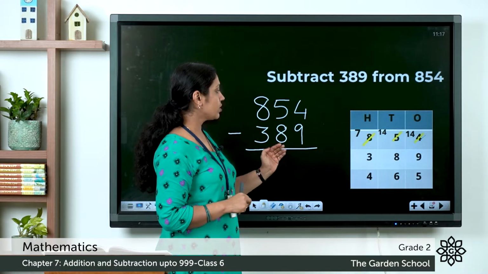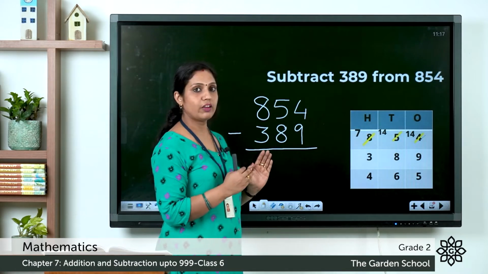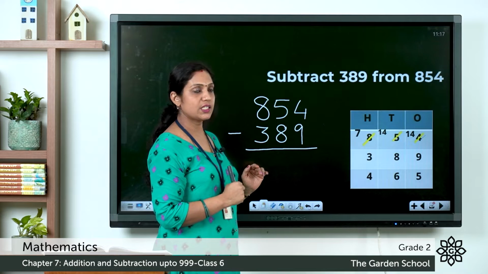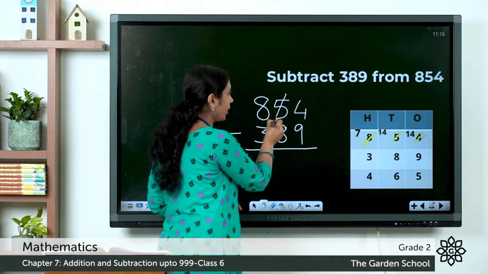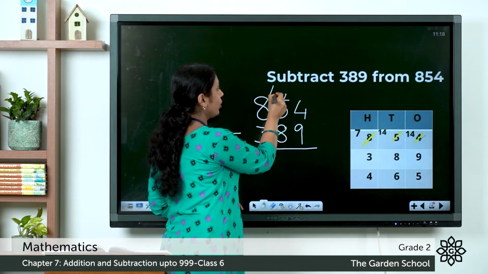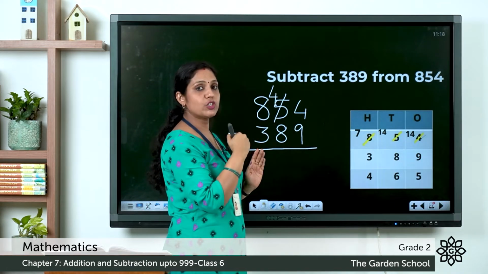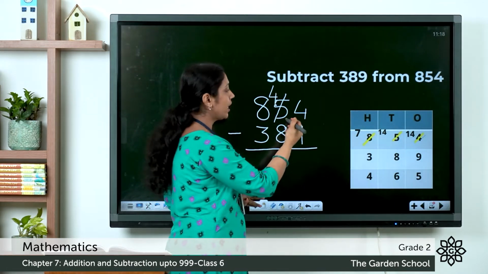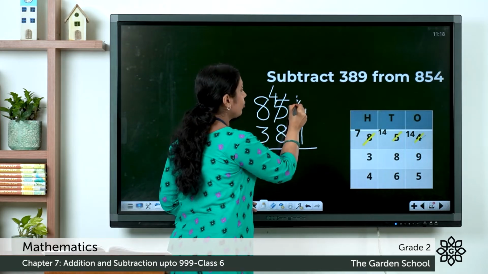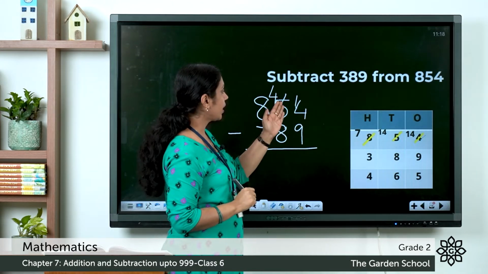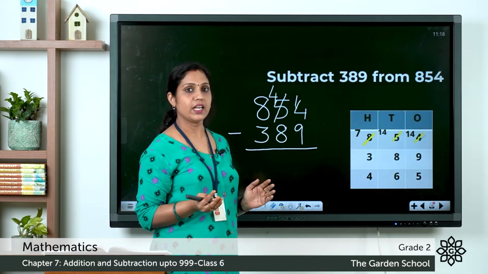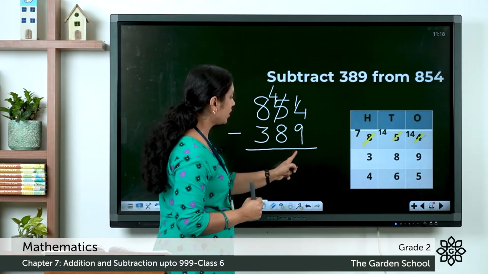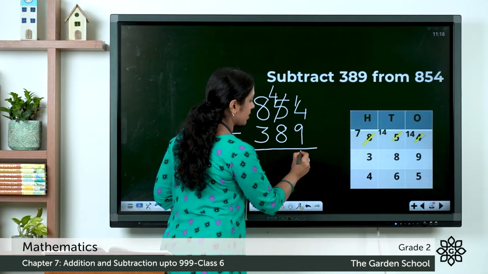So, 4 minus 9 we have in the ones place. Since we are not able to subtract 9 from 4, what we have to do? We have to borrow from the tens place. In the tens place, we have 5. So, we'll borrow from here and we write 4 here. And that one which we borrowed, we'll take to the ones place and here 4 becomes 14. Now, we can subtract 14 minus 9. So, 14 minus 9 is 5. That we'll write here in the ones place.